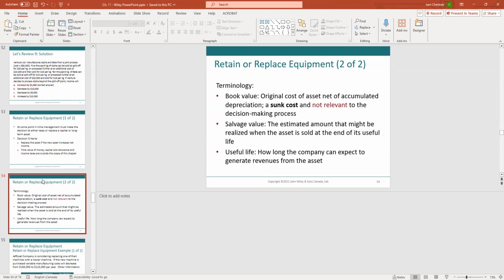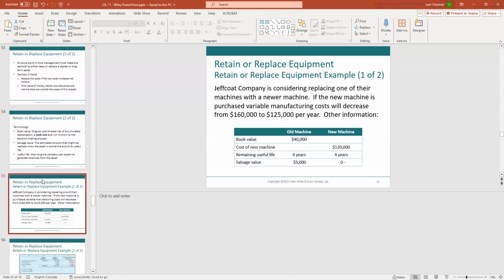Then we're going to have something new, salvage value. Salvage value is the estimated amount that we can get when we sell the asset at the end of the useful life. And useful life is how long the company can expect to generate revenue from the asset. Useful life is not the life of the asset. It's just how much the company is going to use the asset to generate revenue. Now let's see this. First, we have this company which considers replacing one of their machines with the new machine.